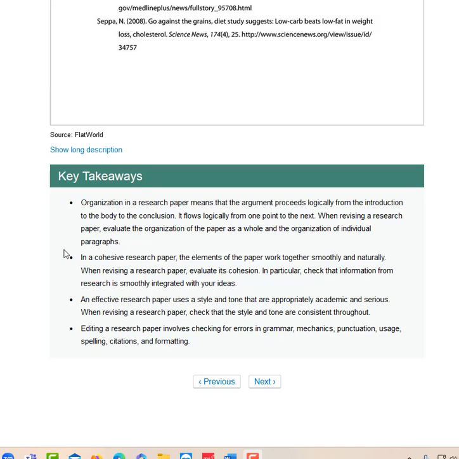An effective research paper uses a style and tone that are appropriately academic and serious. When revising a research paper, check that the style and tone are consistent throughout. Editing a research paper involves checking for errors in grammar, mechanics, punctuation, usage, spelling, citation, and formatting. And so this ends this video on revision and preparing your final draft.